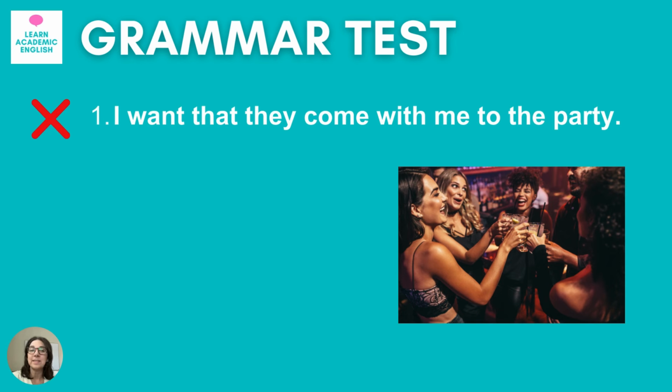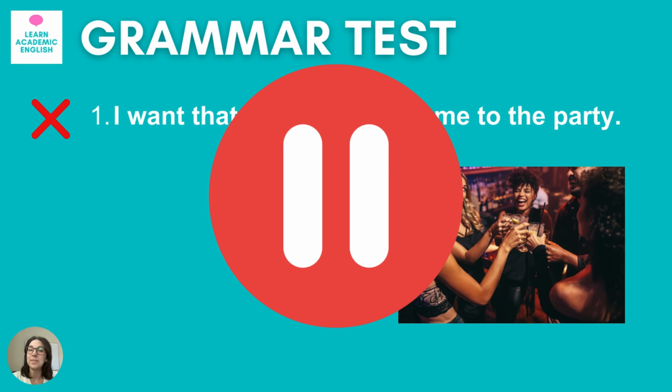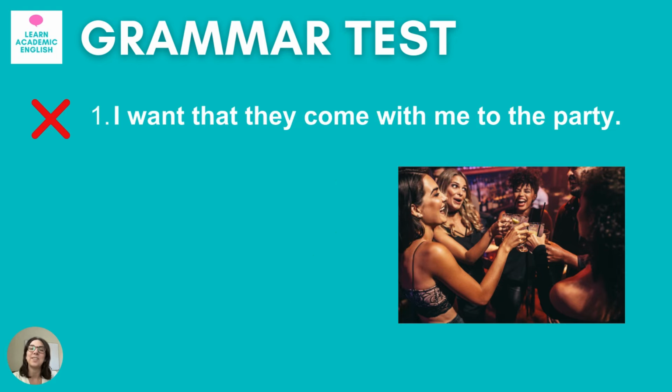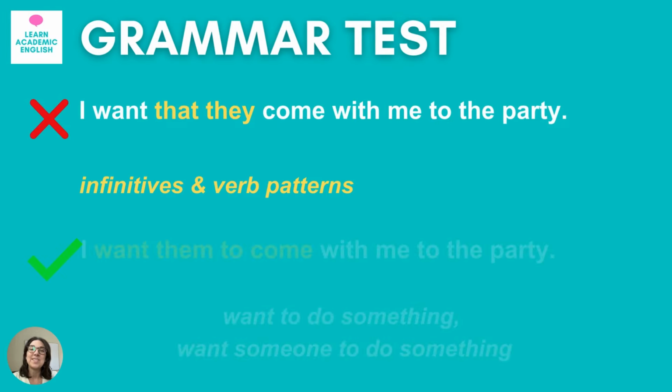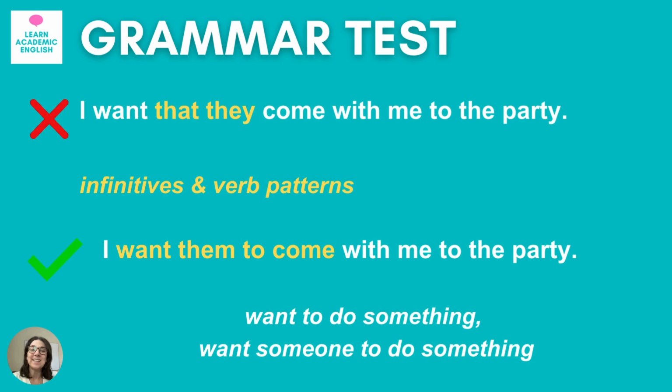The sentence is, I want that they come with me to the party. Okay, go ahead and pause the video. Think about the sentence. See if you can find the mistake, if you can correct it, and if you can explain why. So the correction is, I want them to come with me to the party.